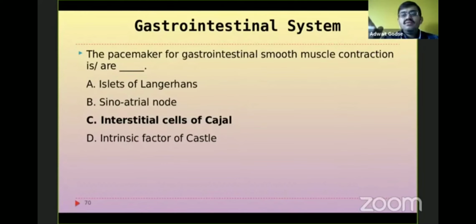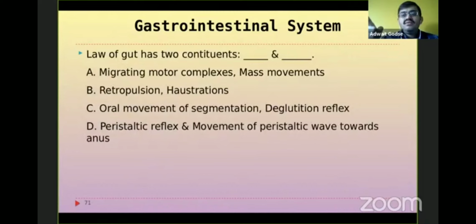Next question, law of gut, another important topic often missed. It has got two components. What are these two components? Whenever there is stretching of the gut, there is initiation of peristaltic reflex, and this peristaltic movement is always towards the anus, not towards the mouth. The direction is not orad, it is towards the anus, anal direction of movement of the peristaltic wave. That is law of gut. Peristaltic reflex and movement of the peristaltic wave towards the anus is law of gut.